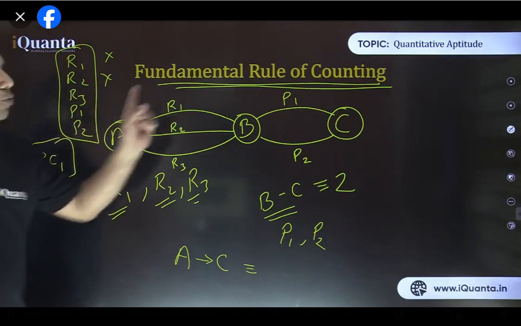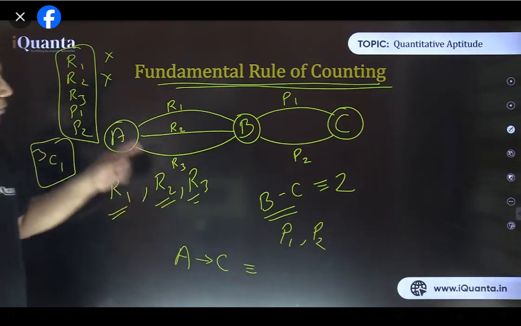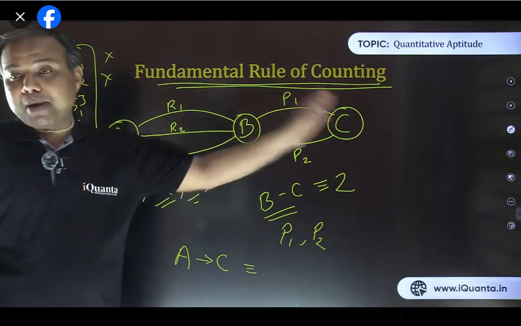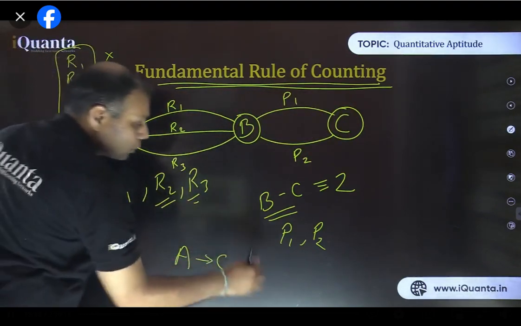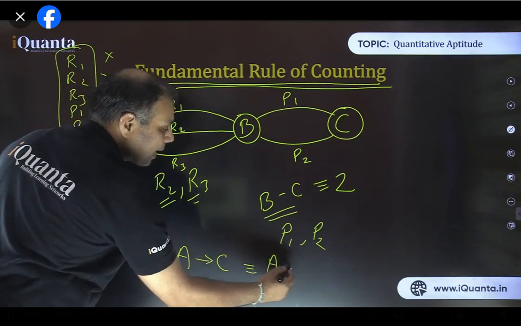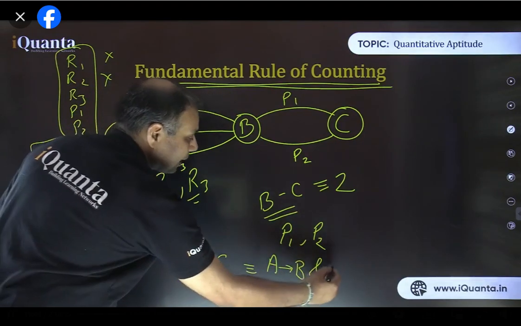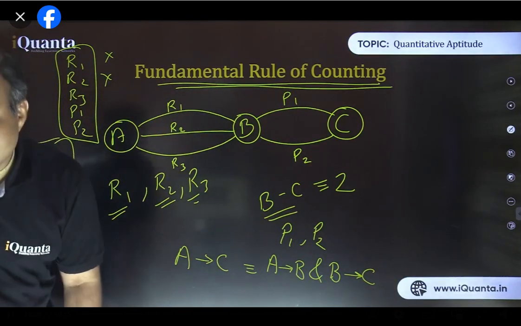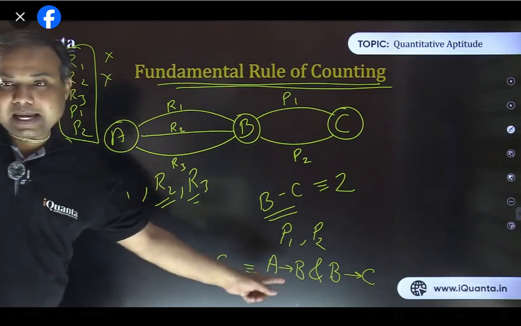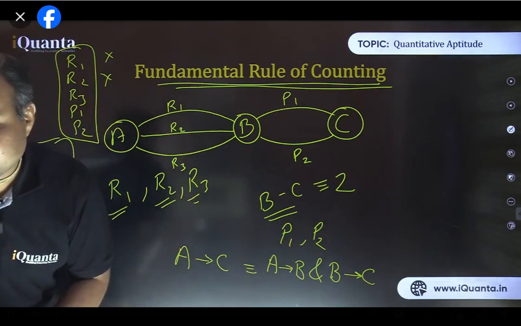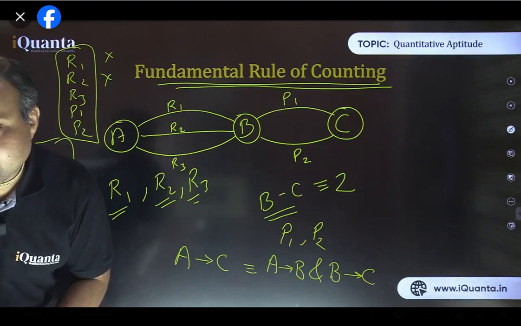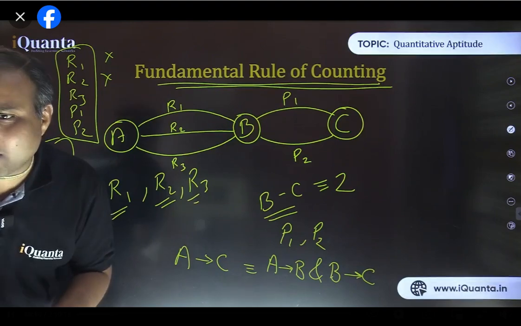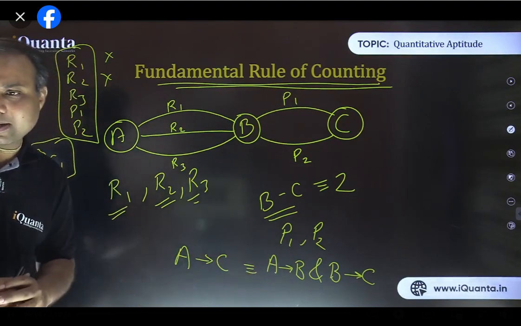When I need to go from A to C, please understand very carefully. First I need to go from A to B, and then I need to go from B to C. So basically it involves 2 tasks. First task is go from A to B and then go from B to C. Yes or no? Right? Annie, is it fine? Those who are having any doubts, some of you are saying 5. Is this point correct? Till this point it is fine.